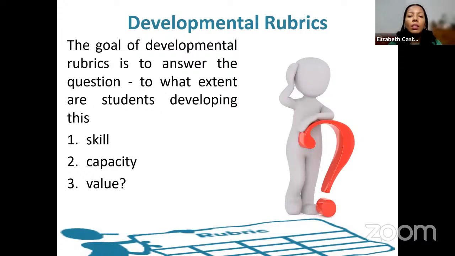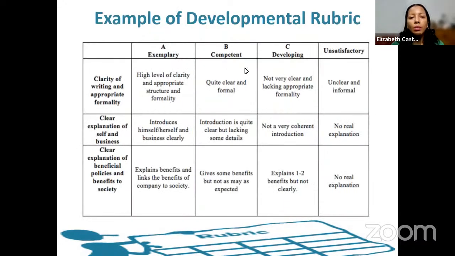Well, in a developmental rubric, the purpose is to answer the question, to what extent is the student developing this skill, capacity, and value. These are the 3 things: skill, capacity, and value. So we have to be clear what skills we intend that the students get. As you can see, the criteria is on the left. In this area, the developmental evaluation has letters A, B, C, and the last one is unsatisfactory.